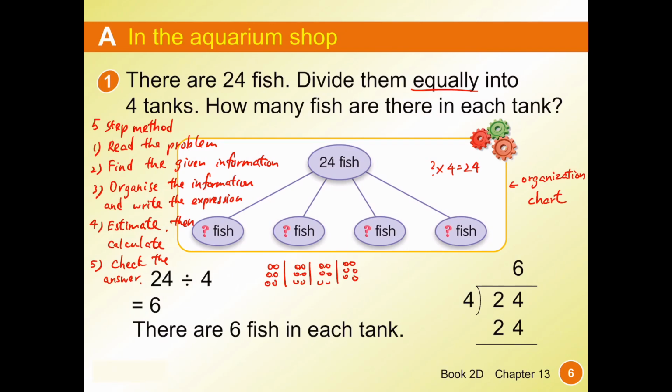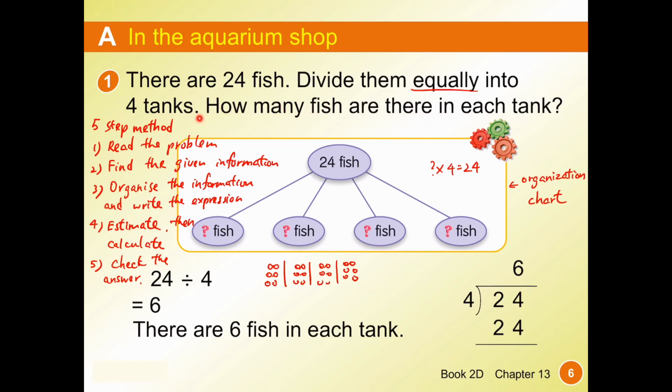So please turn to page 25 of your textbook 2D. We'll start chapter 13 today, and part A in the aquarium shop. Question number 1. There are 24 fish. Divide them equally into 4 tanks. How many fish are there in each tank?